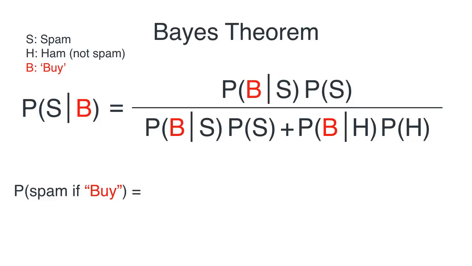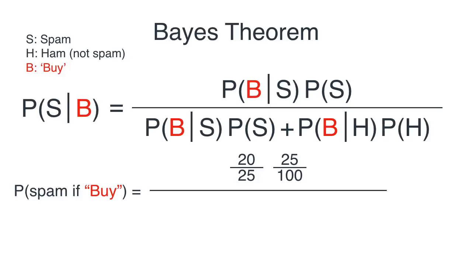And that's a ratio, because most probabilities are ratios. On the top, we have probability of buy given that it's spam. So out of the spam emails, how many of them contain the word buy? That was 20 out of 25. And then probability of S is the probability that an email is spam regardless of any words that it contains. So that's 25 over 100, because if you remember, there were 25 spam emails out of 100 total.